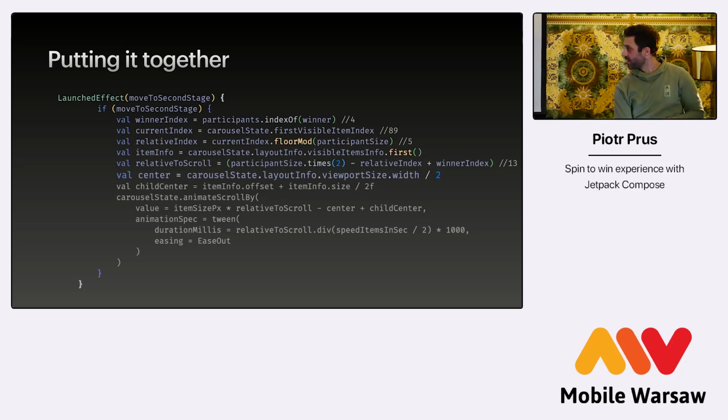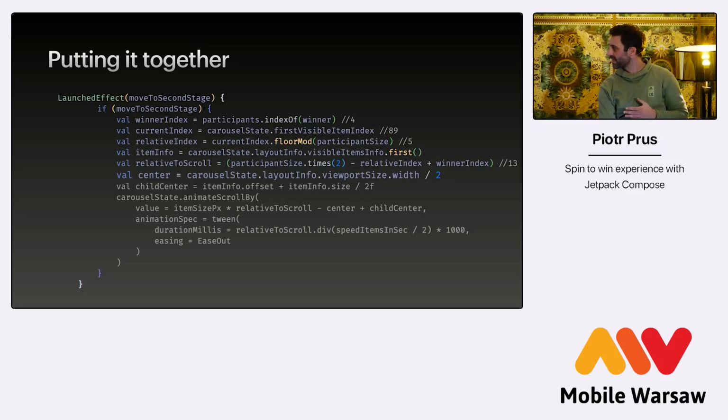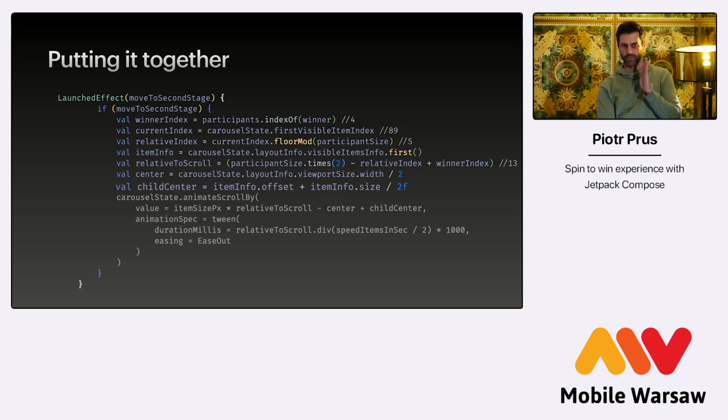And then obviously the center of the viewport, so we know exactly where it is located to stop the animation right there. The child center, because we want the child to stop also in the middle, not at the beginning. And this is something that we are taking from this item info, so we do not need to calculate it before. This is something that the carousel state or lazy row state is giving us.